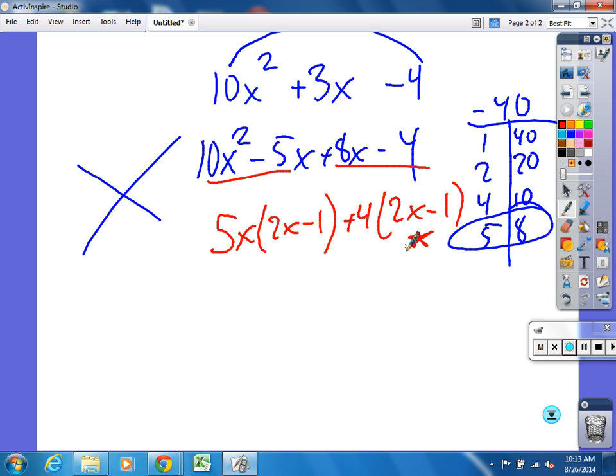These better be the same. If they're not the same, guess what? You did something wrong. Okay, because you wouldn't be able to do the next step if they're not the same, right? So therefore, I pull out the 2x minus 1. What's left over again?